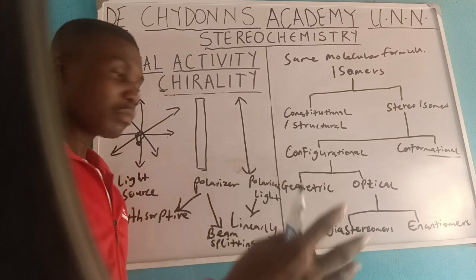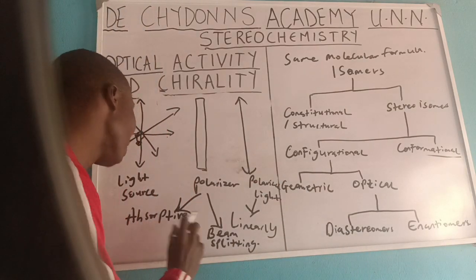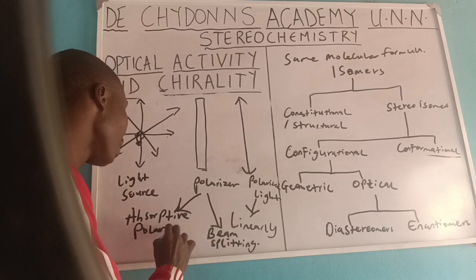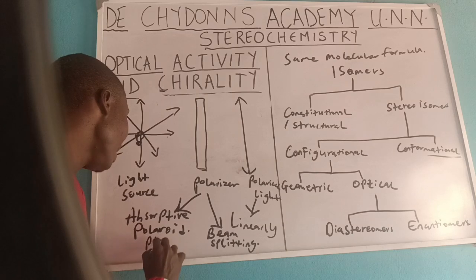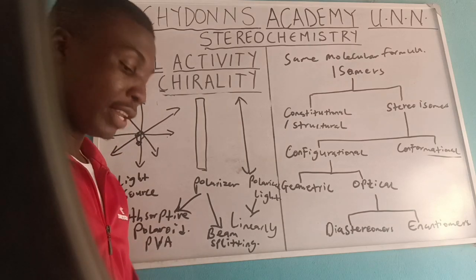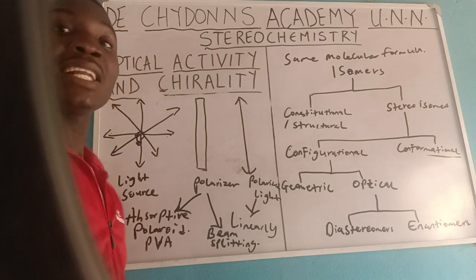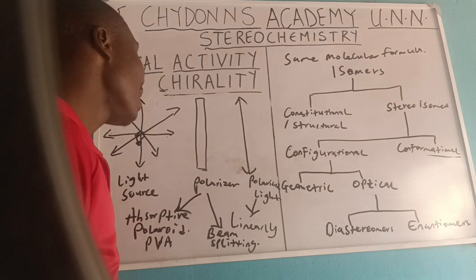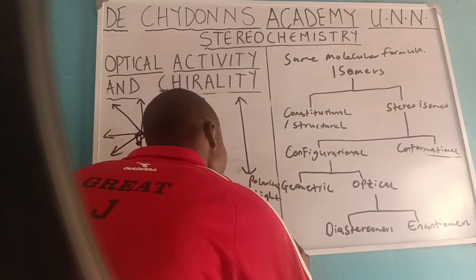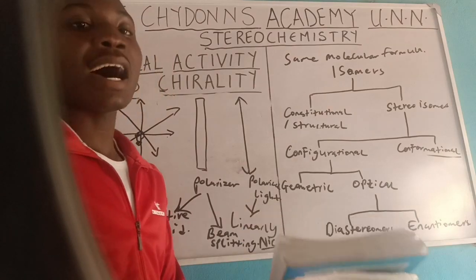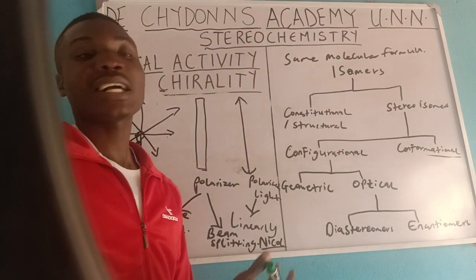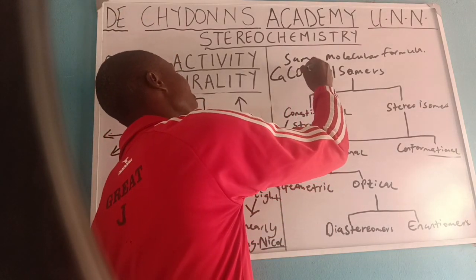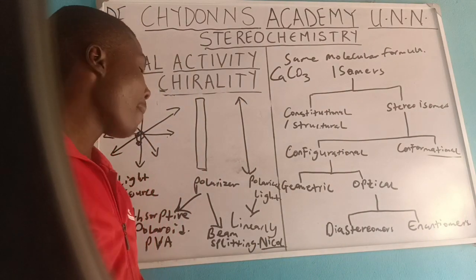And for knowledge purposes, it will interest you to know that an example of an absorptive polarizer happens to be the Polaroid. Now, the Polaroid is made up of PVA. What is PVA? PVA is polyvinyl alcohol that has an iodine doping. So this is an example of an absorptive polarizer. While for the beam splitting polarizer, we have the nickel prism. Now, nickel prism happens to be made of calcite, and calcite happens to be a type of calcium carbonate, that is CaCO3. So its operation is by beam splitting.